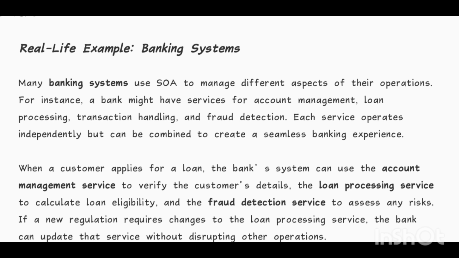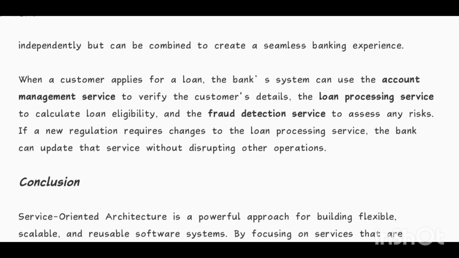Real-life example: banking systems. Many banking systems use SOA to manage different aspects of their operations. For instance, a bank might have services for account management, loan processing, transaction handling, and fraud detection. Each service operates independently but can be combined to create a seamless banking experience. When a customer applies for a loan, the bank system can use the account management service to verify the customer's details, the loan processing service to calculate loan eligibility, and the fraud detection service to assess any risks. If a new regulation requires changes to the loan processing service, the bank can update that service without disrupting other operations.